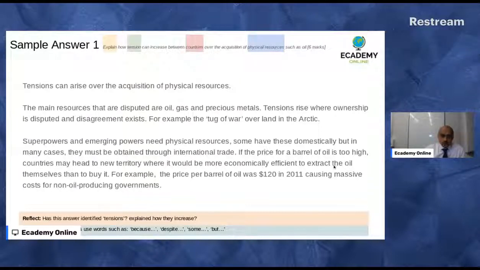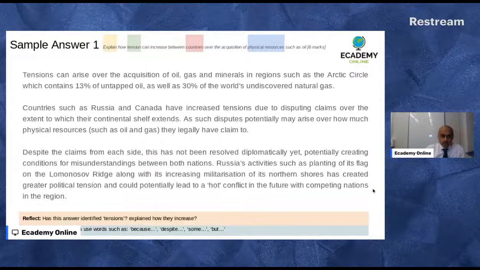Okay, good stuff. Let's move on to the next example here. So have a read of this one, guys. So sample answer 3. And then we'll go through the answer together and establish what is going well and what's not going so well in this question.